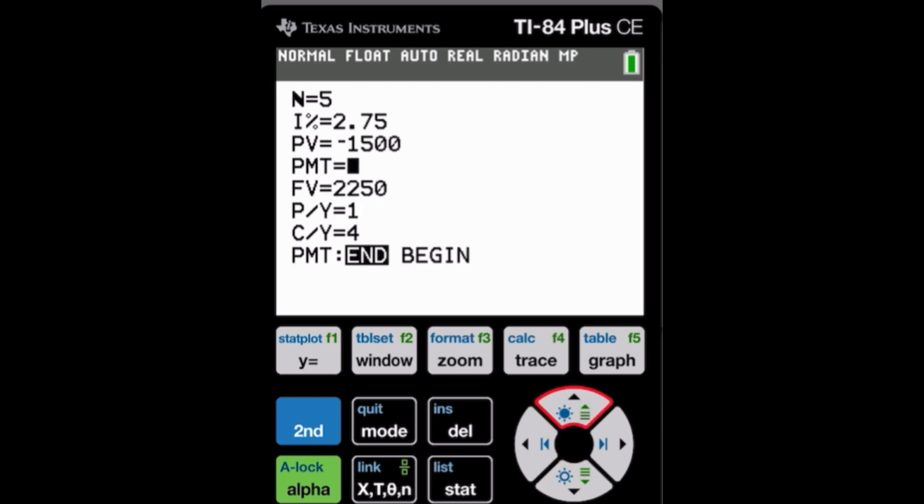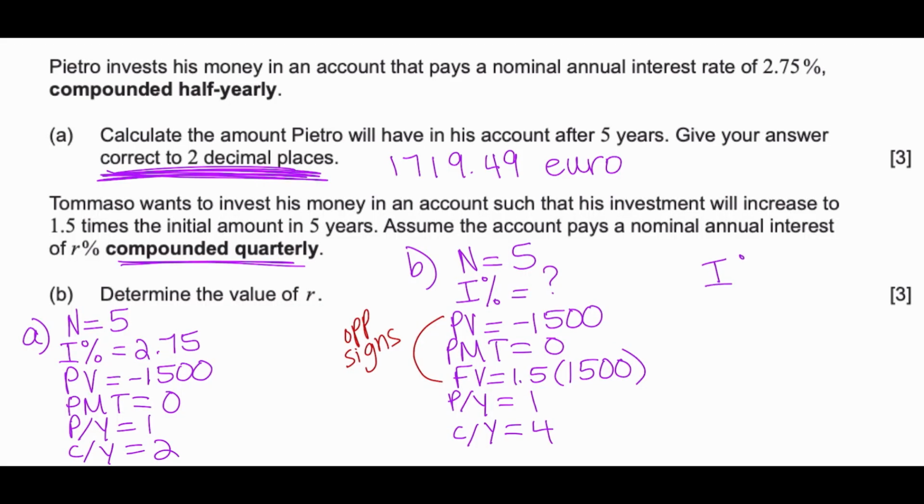So go back to your interest rate, press alpha, enter. And just like that, you were able to figure out that the interest rate that has to be charged is going to be about 8.19%. So my interest rate is 8.19%.